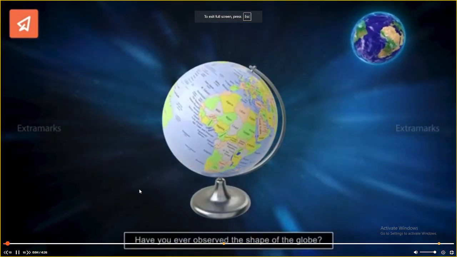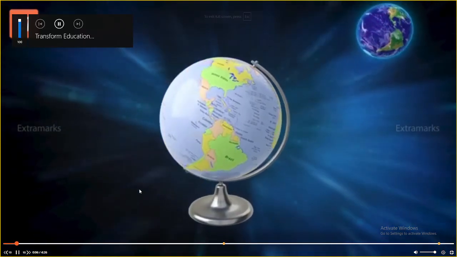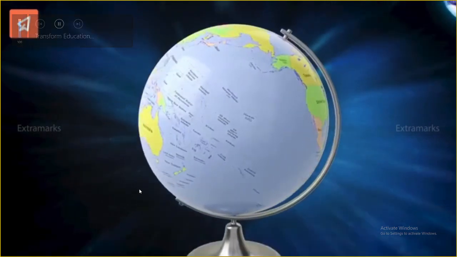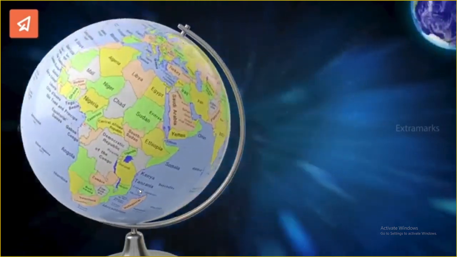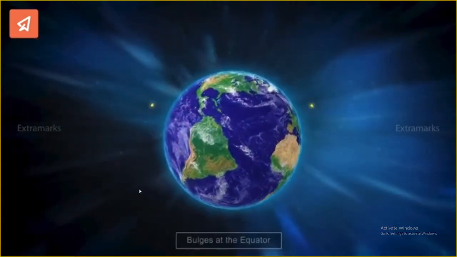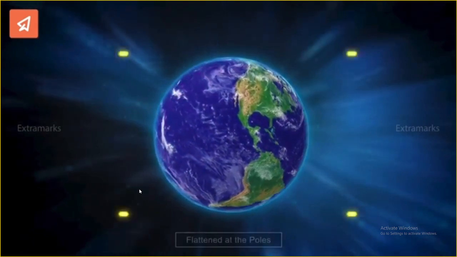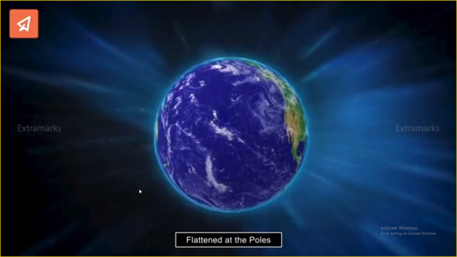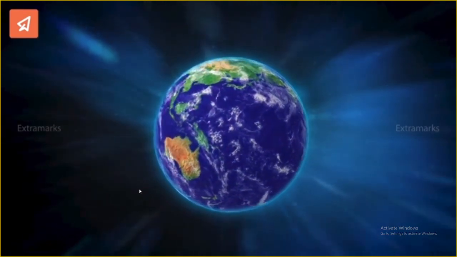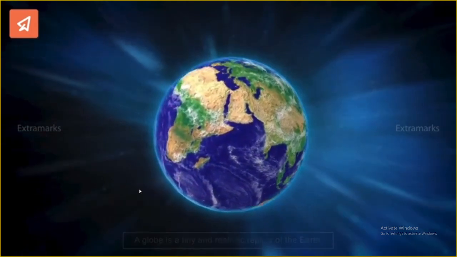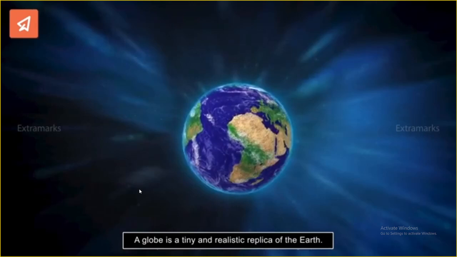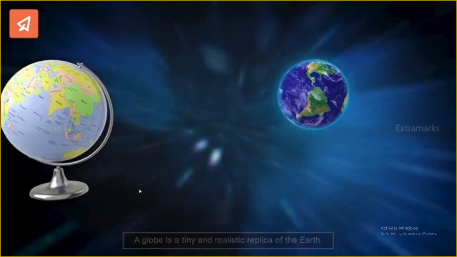Have you ever observed the shape of the globe? You will notice that it bulges in the middle and is slightly flattened at either end, just like the Earth. The Earth also bulges at the equator and is slightly flattened in the polar regions. So, now, can you tell me what a globe is? That's right. A globe is a tiny and realistic replica of the Earth.